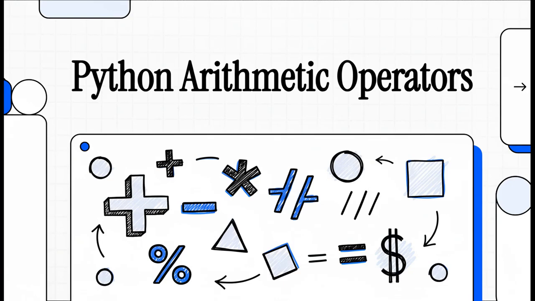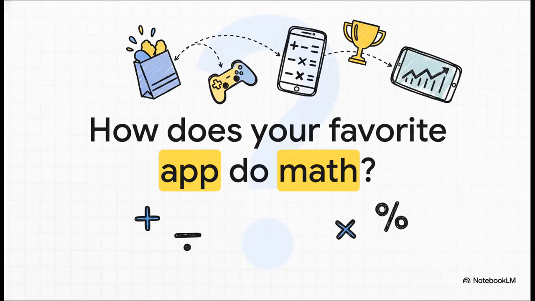Welcome! Today, we're going to pull back the curtain on the magic that makes all your favorite apps work. We're talking about the simple but super powerful math symbols that are the real building blocks of pretty much all code. You ever stop and think about that? How your food delivery app adds up your total with tax and tip in like a split second? Or how a game keeps track of your score perfectly? It all comes down to these basic math operations happening behind the scenes at lightning speed.